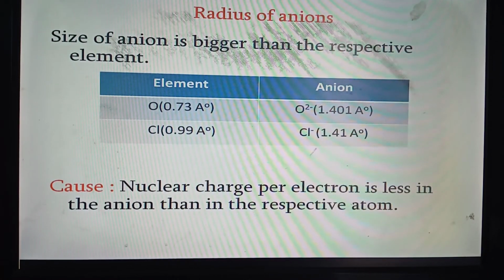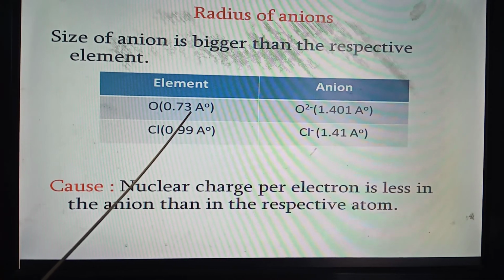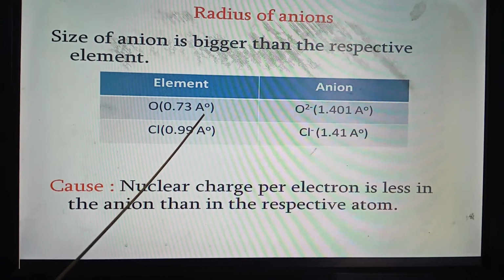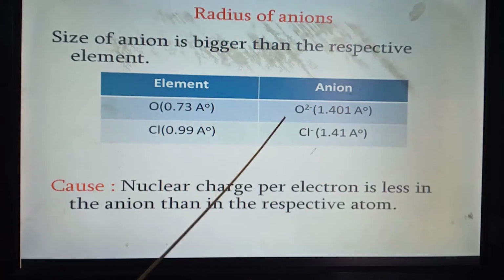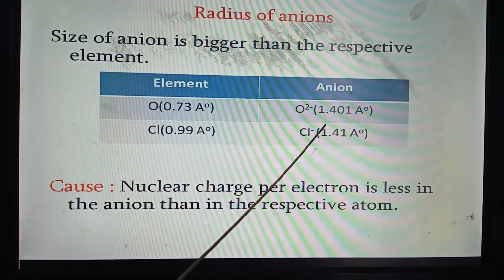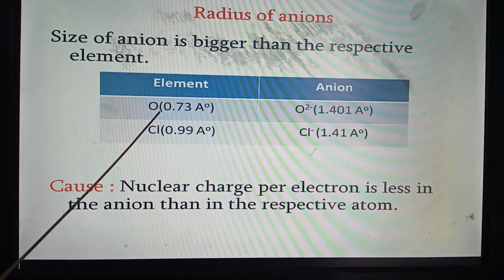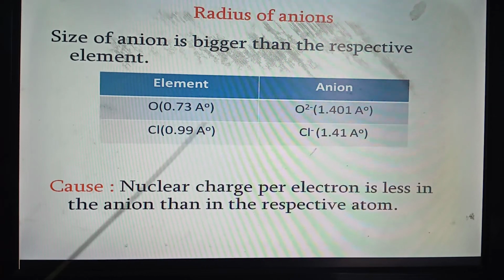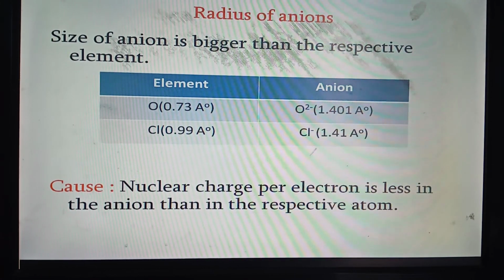For this reason, nuclear charge per electron decreases when an element is converted into anion by receiving electron. Since the charge per electron decreases in case of anion formation, the size of anion becomes bigger than the respective element. The atomic size of oxygen is 0.73 angstrom atomic radius, but the ionic radius of oxide ion is 1.401 angstrom. That is, oxide ion is bigger than oxygen atom. Similarly, chloride ion is bigger than chlorine atom. So the summary is the size of the anion is bigger than the respective element, which is just opposite in case of cations.